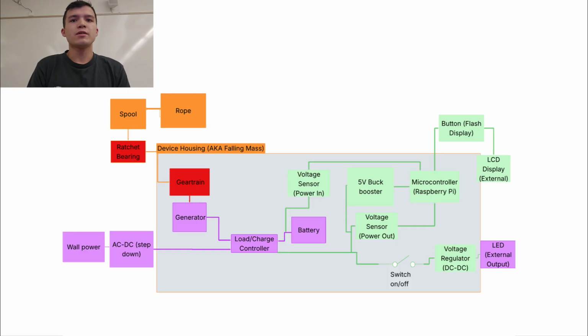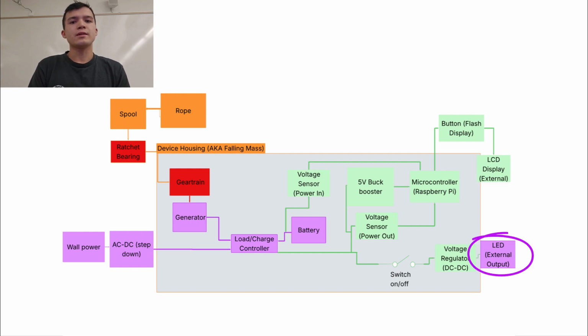The purpose of the power generation and storage subsystem is to ensure that our battery is being sufficiently charged and is supplying sufficient amperage and voltage to power the rest of our electrical components. The load/charge controller is the central component of this subsystem, handling the power input from the generator, which is connected to the gear train, and the power input from the wall, which is connected to an AC to DC step-down component. Both of the power inputs are then fed to the battery.